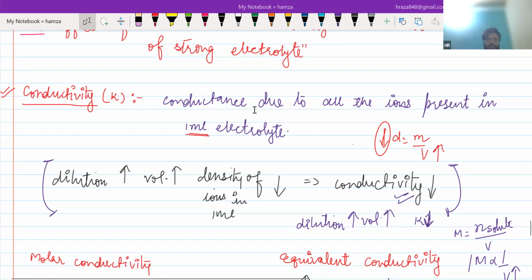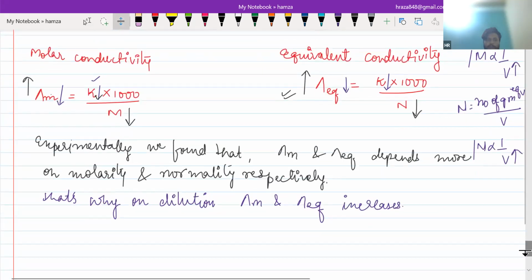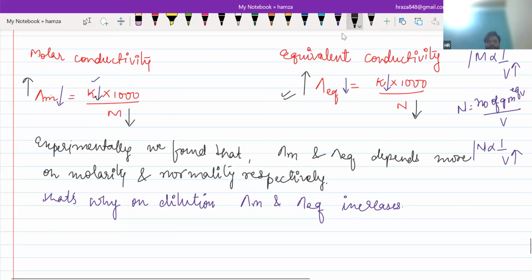Okay, so this was about conductivity and molar conductivity, and I already told you that molar conductivity or equivalent conductivity depends more on molarity and normality respectively than conductivity. Since we saw that conductivity decreases, that means molar conductivity should also decrease, and equivalent conductivity will also decrease.